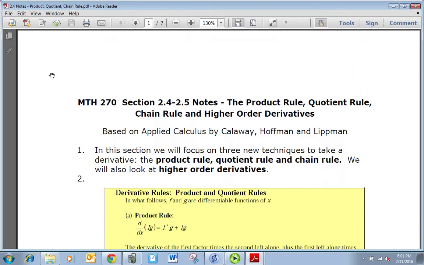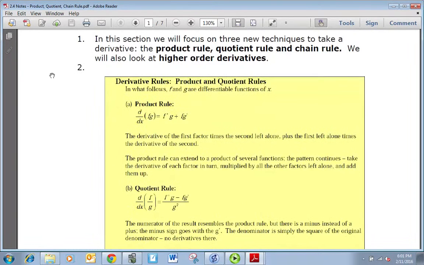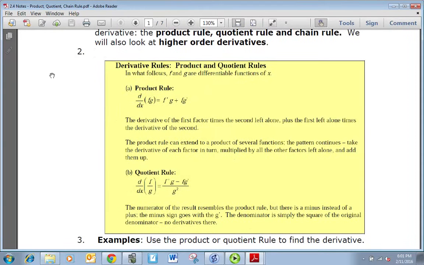Alright, 2.4 through 2.5, we're looking at product rule, quotient rule, chain rule, and higher order derivatives. So, first thing we're going to look at are the product and quotient rules.